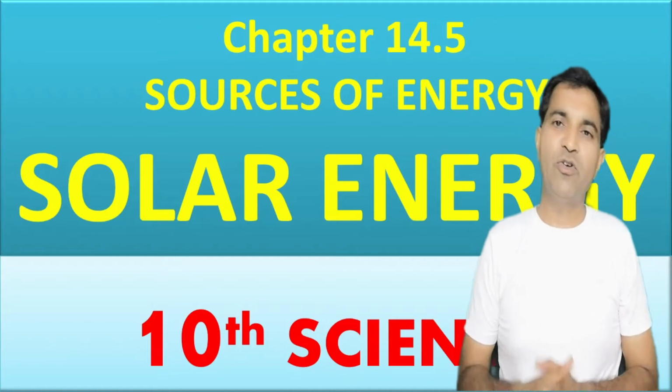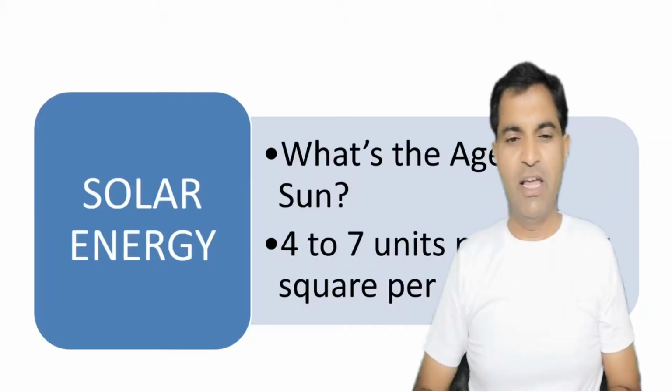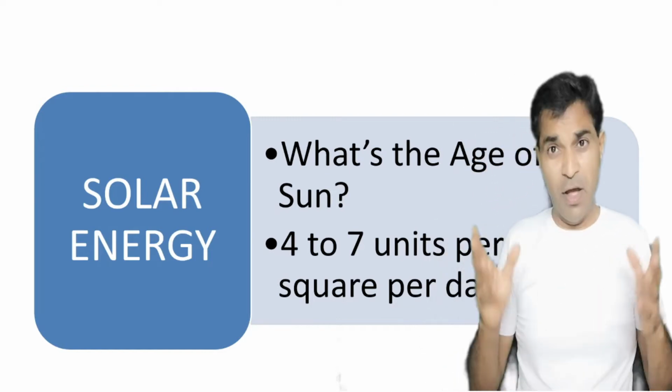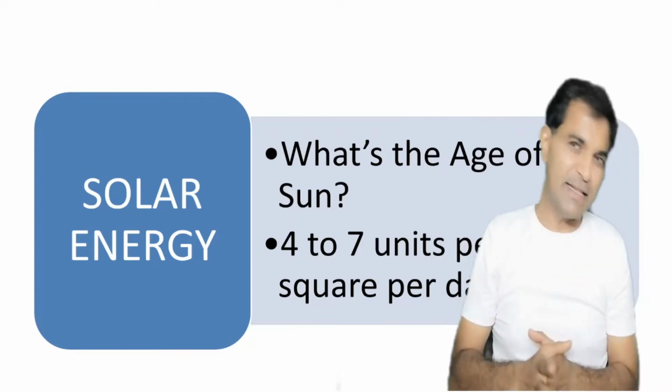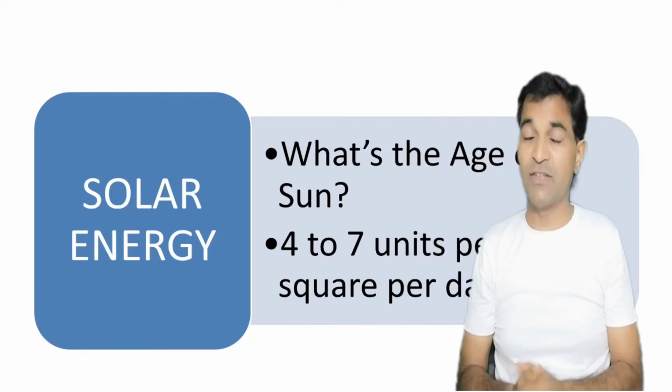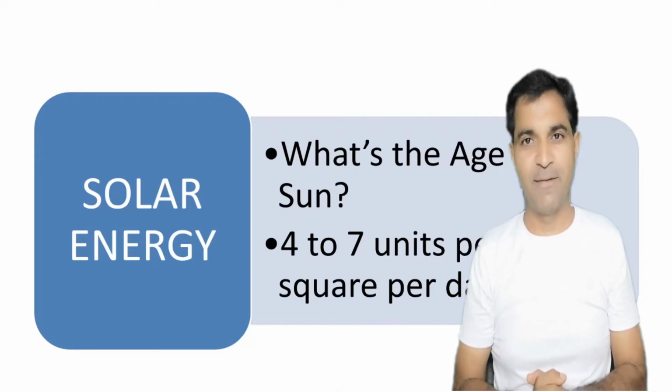Chapter number 14 and topic number 5, that is solar energy of standard 10 subject science. Now what is solar energy? Solar energy is energy which is obtained directly from the sun, that is known as solar energy. Very easily shown, and already we have told that sun is the ultimate source of energy, right?